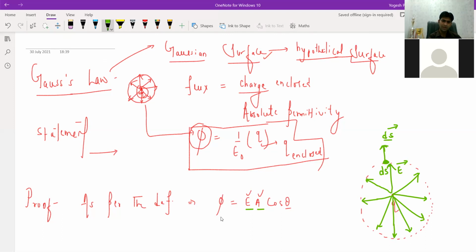So if you see the direction of the electric field and the direction of the ds vector, I should write phi is equal to E ds. Instead of area, we have taken a very small surface under consideration, so I should write d phi equals E ds cos theta. Now the electric field and area vector are in the same direction, both radially outward, so theta is 0. So d phi is equal to E ds, since cos 0 is 1.